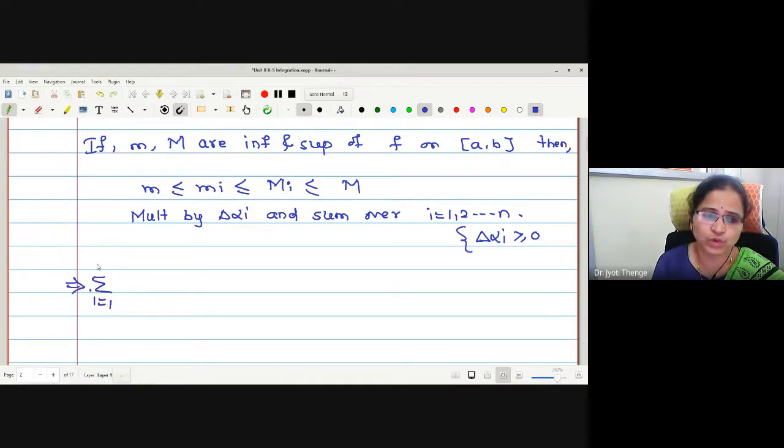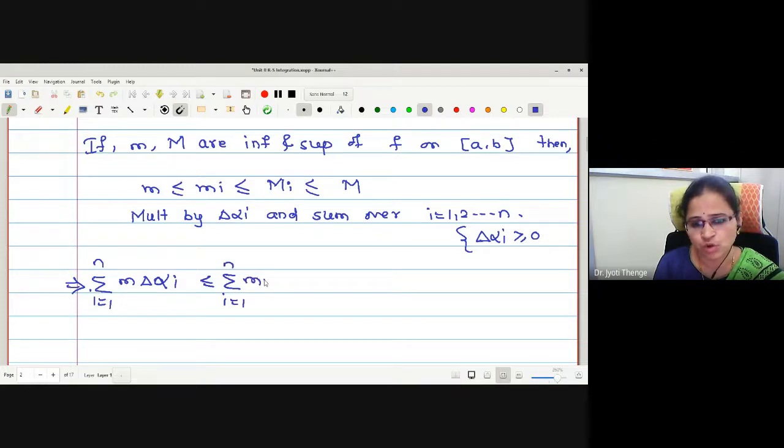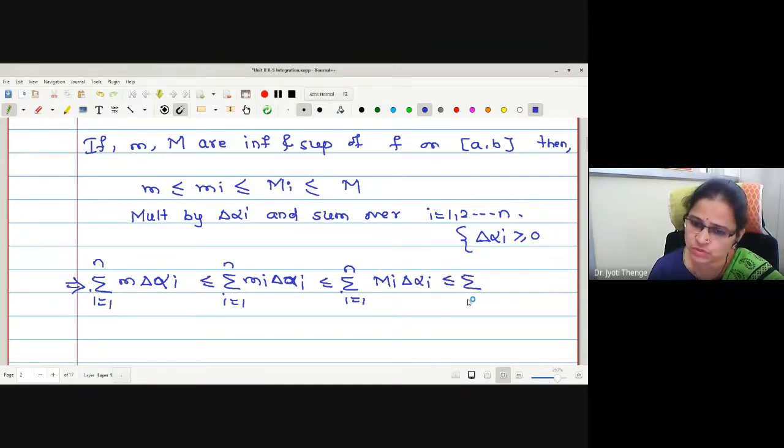Therefore, shall I write the last step? Summation i equals 1 to n of small m delta alpha i is less than or equal to summation i equals 1 to n of small mi delta alpha i, which is less than or equal to summation i equals 1 to n of capital Mi delta alpha i. Is that okay? And which will lastly be less than or equal to summation i equals 1 to n of capital M delta alpha i.